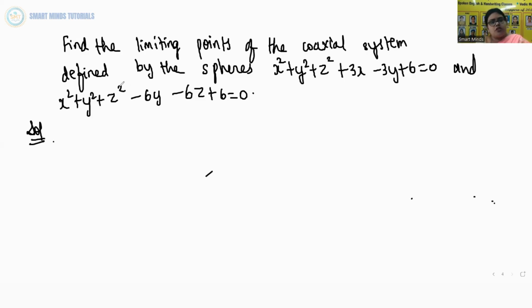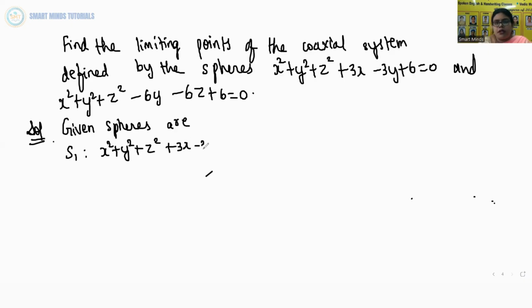So this is the next question. Find the limiting points of the coaxial system defined by the spheres. Two sphere equations are given to us. So first let us write the given spheres. We denote them by S1 and S2. So let's say S1 is x square plus y square plus z square plus 3x minus 3y plus 6 is equal to 0. And S2 is x square plus y square plus z square minus 6y minus 6z plus 6 is equal to 0.